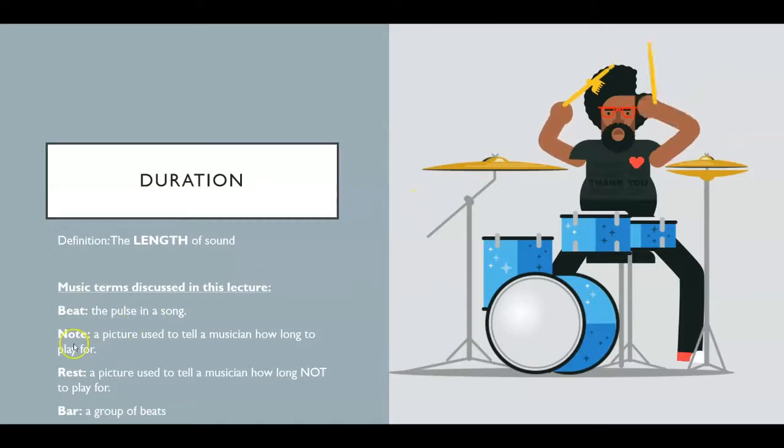We're also going to learn about notes, which are just some pictures that you've seen in music, and they tell you how long to play something for. We're going to learn about rest, which is almost the opposite of a note. Where a note tells you to play, a rest tells you to have a break for a certain amount of time. Don't play. And then we're going to learn about bars, which is just a group of beats.